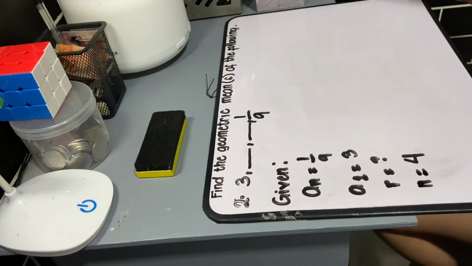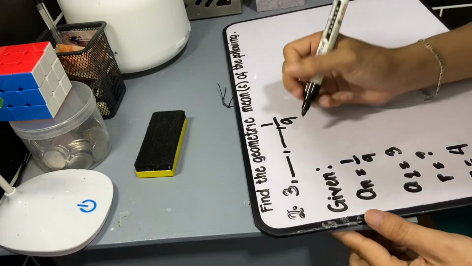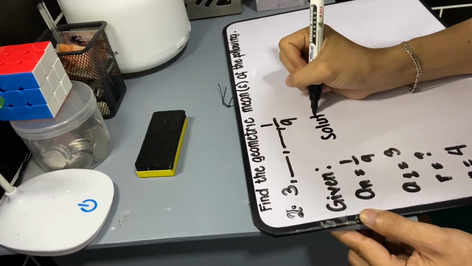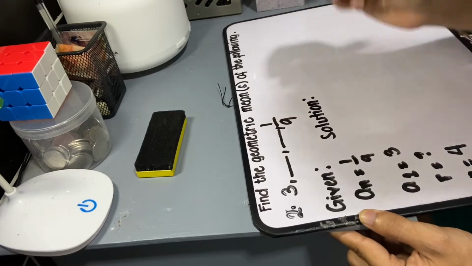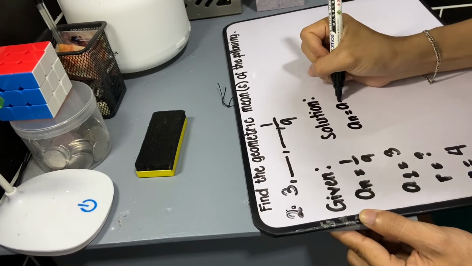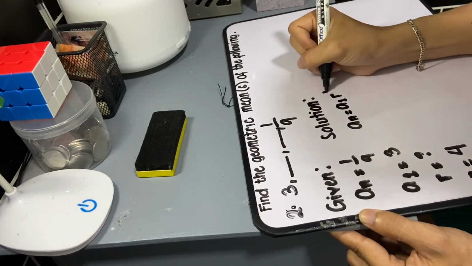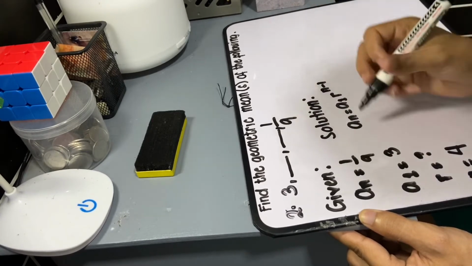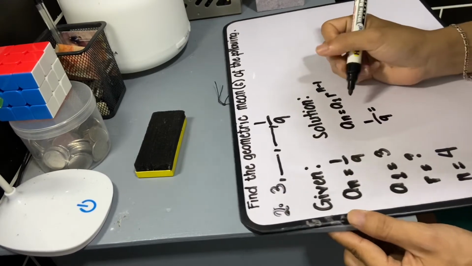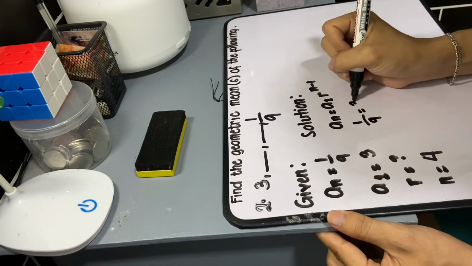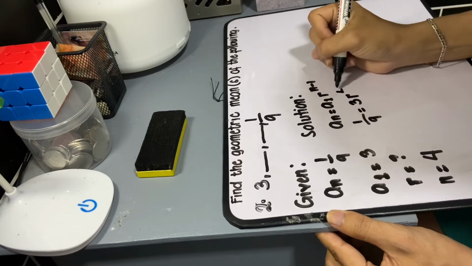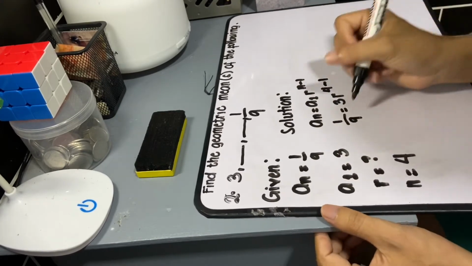Okay, so this time we are now going to start solving the value for the common ratio. Write first the equation. The equation is a sub n is equal to a sub 1 times r raised to the power of n minus 1. The value of a sub n is 1 over 9. Copy equal, and the value of a sub 1, which is 3. And copy r since there's no value yet, and of course the value of n, which is 4. Bring down negative 1.